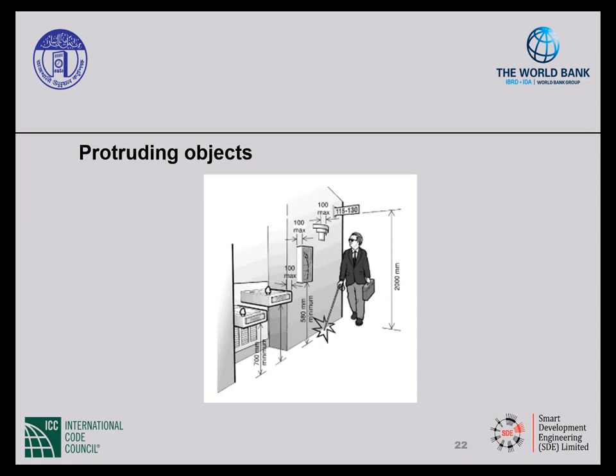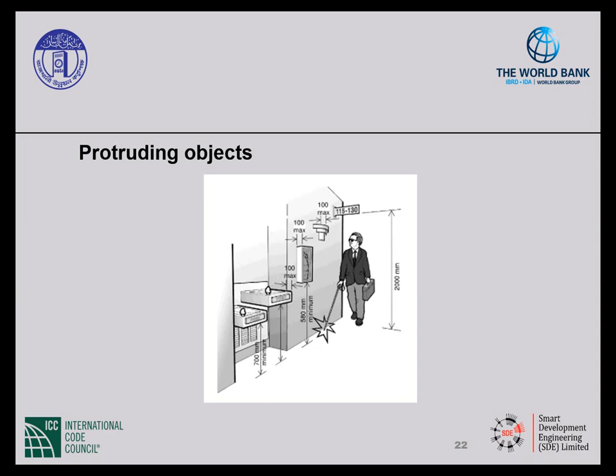So let's put it all together with protruding objects and accessories inside of a building. As you can see here, we have a wall-mounted sign which has the bottom edge located at 2,000 millimeters above the finished floor. We have a wall-mounted light that does not project more than 100 millimeters from the wall face, so no additional protection is needed.